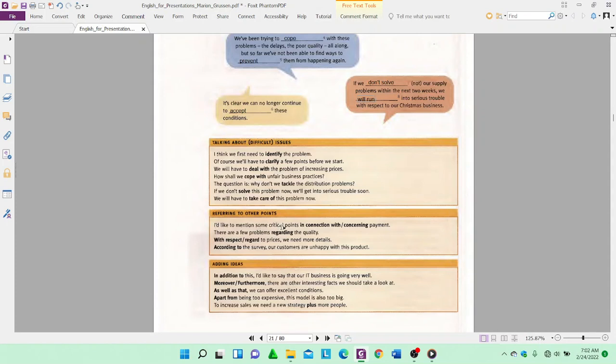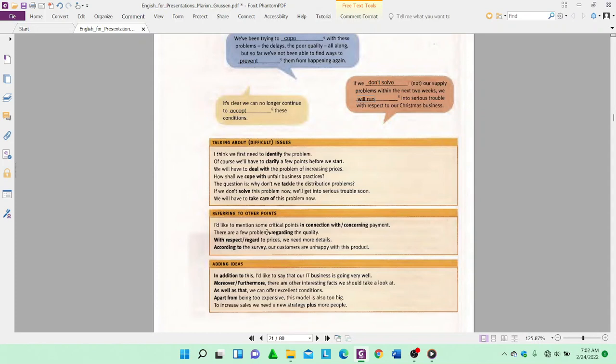I'd like to mention some critical points in connection with payment. Kalau kita artikan dalam bahasa Indonesia, saya ingin menjelaskan atau menyebutkan beberapa poin kritis, poin penting, ya kan? In connection with artinya berhubungan dengan payment. Nah, ini jadi ekspresinya sama kalau bahasa Indonesia berhubungan dengan, oke? Atau kalau pakai concerning bisa juga. I'd like to mention some critical points concerning payment. Kalau concerning nggak pakai with lagi ya. Itu poin bedanya, oke? Atau ketika sudah gunakan ini kita bisa gunakan yang lain, ya.